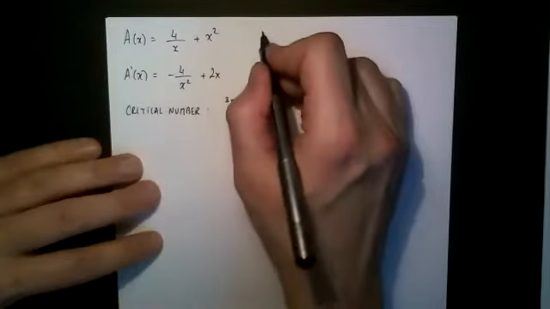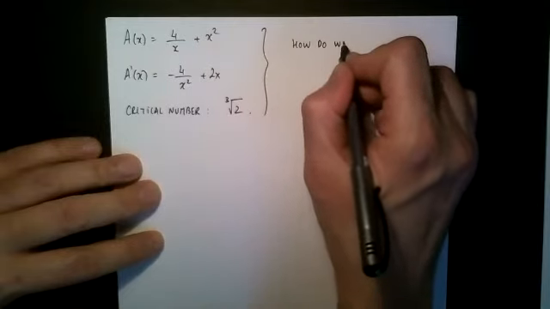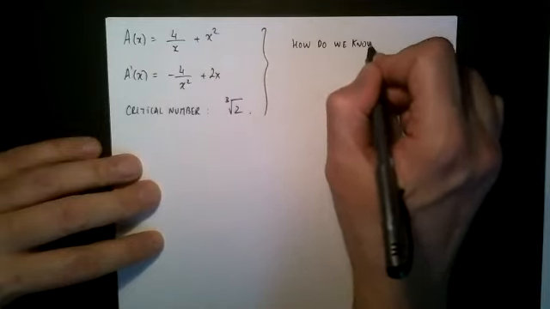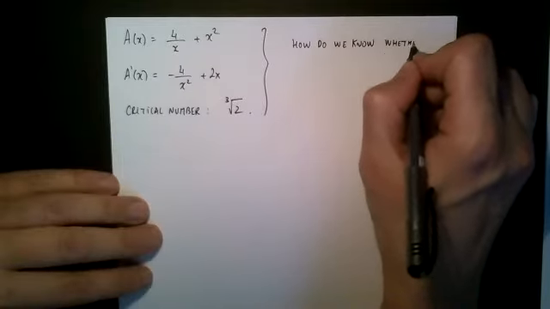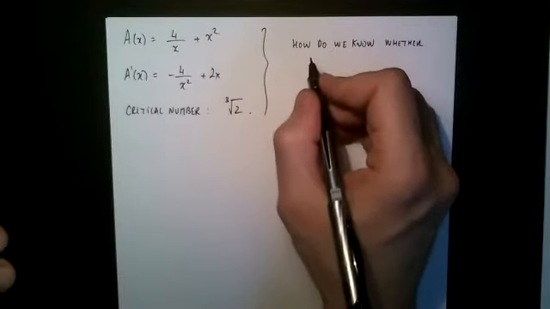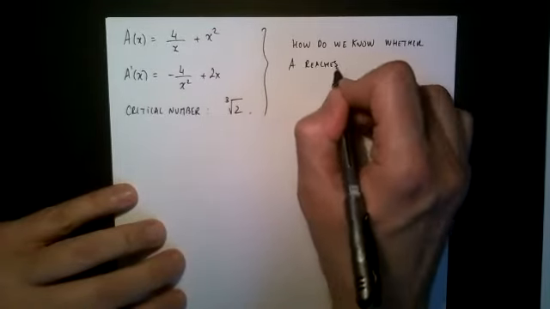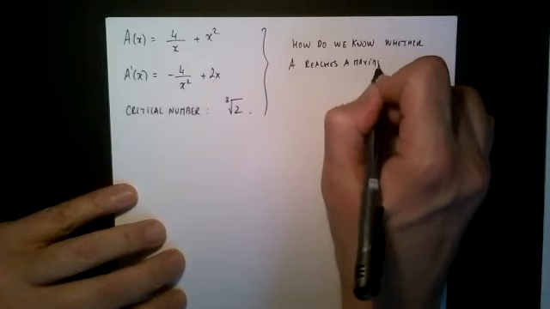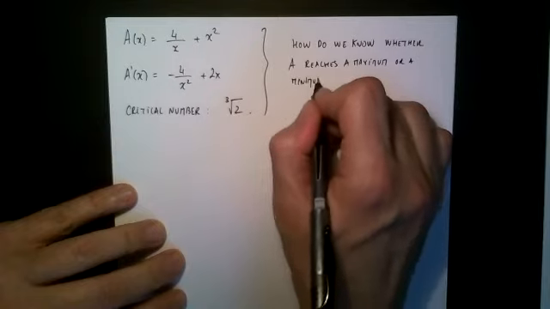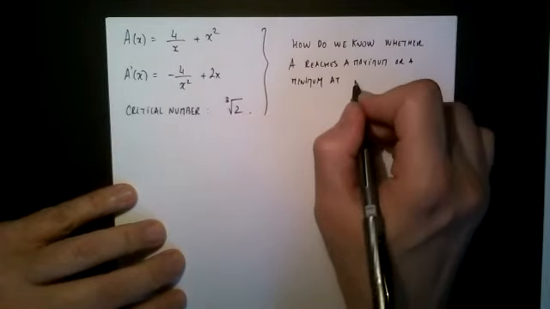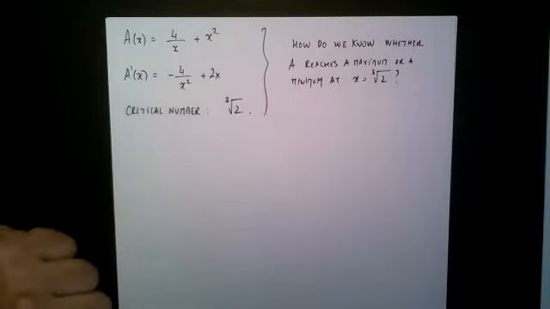Okay. So now the question with this information: how do we know whether A reaches a maximum or a minimum at x equals cube root of 2? This is the question I'm trying to answer now.